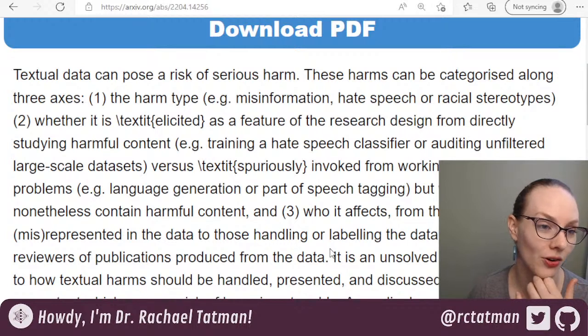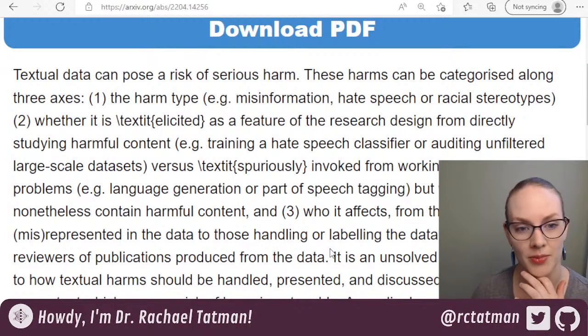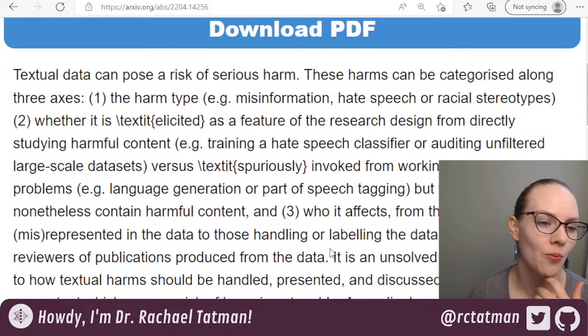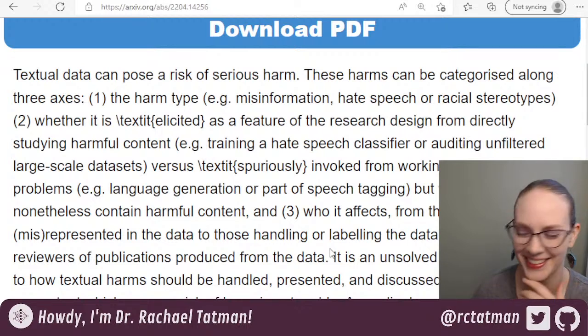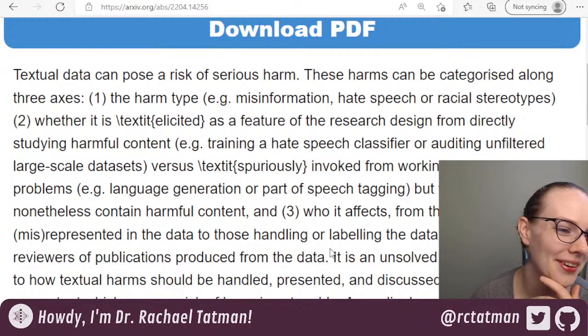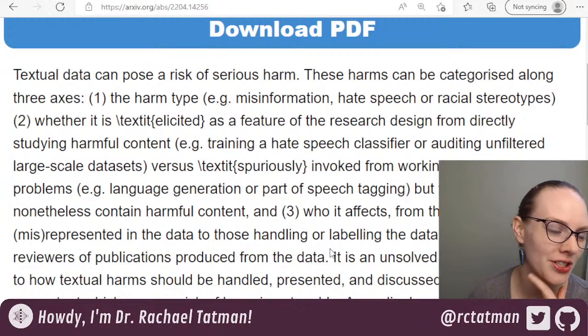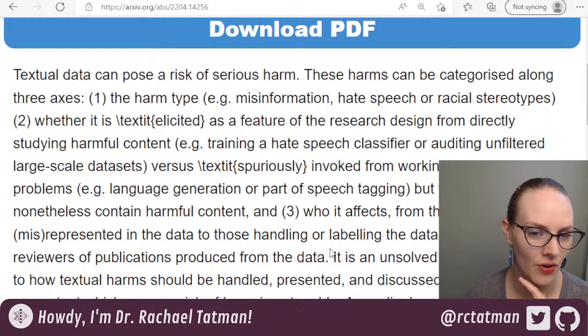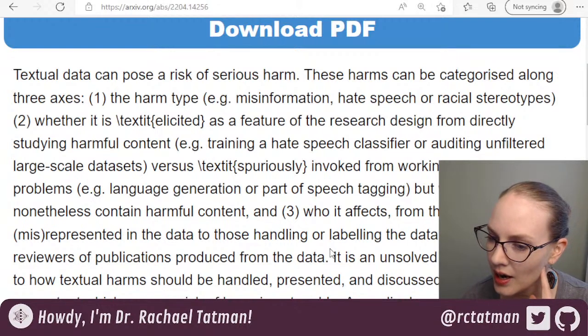These harms can be categorized around 3 types. The harm type, e.g. misinformation, hate speech, or racial stereotypes. Whether it is elicited, there's some LaTeX syntax bleeding into the HTML here, as a feature of the research design from directly studying harmful context versus invoked from working on unrelated problems.